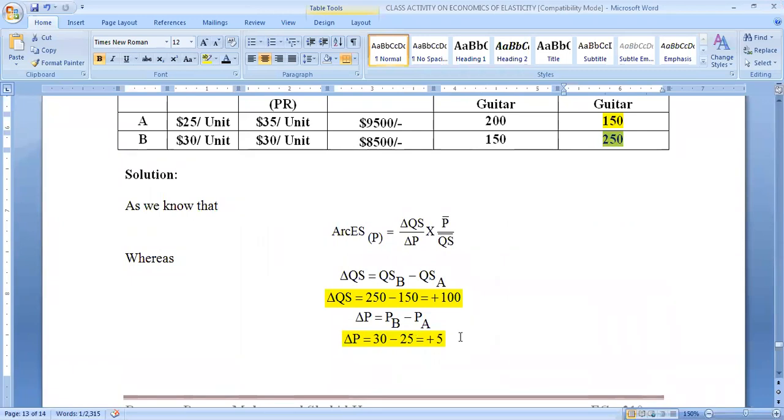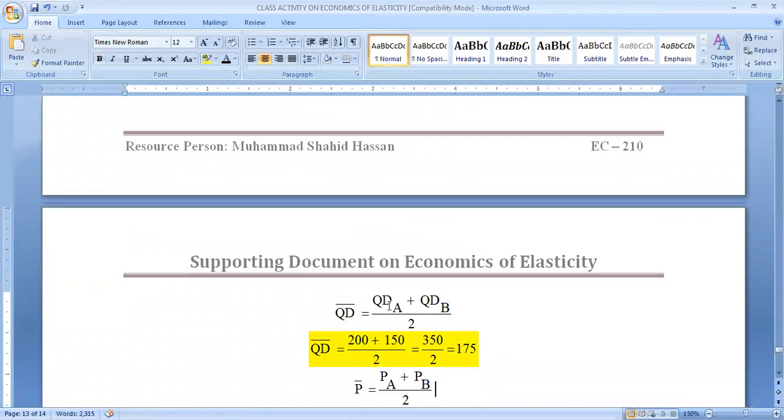Let's move towards delta P, which is the second component of the formula. Delta P equals PB minus PA. So the price of guitar at point B is 30, while it is 25 at point A. The difference is plus 5, right? This is the second component. Let's move towards the third component, which is QS bar.